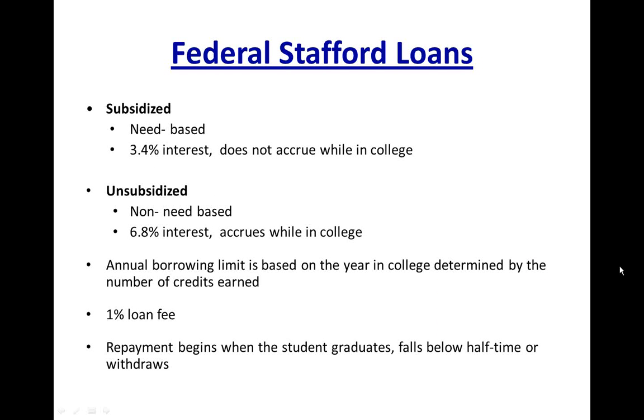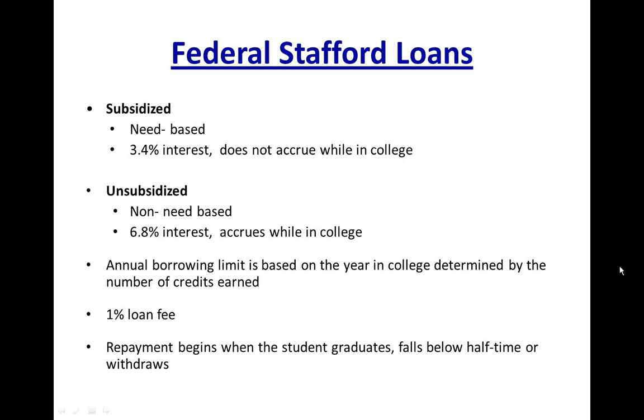There are 2 types of federal Stafford loans, subsidized and unsubsidized. The subsidized loan is need-based, whereas the unsubsidized loan is non-need-based. The subsidized Stafford loan is 3.4% interest, which does not accrue while the student is in college. The unsubsidized Stafford loan interest rate is 6.8% interest, and it does accrue while the student is in college. Students are responsible for that accruing interest. However, these loans are deferred. They're not required to make any payments until after they're out of college.